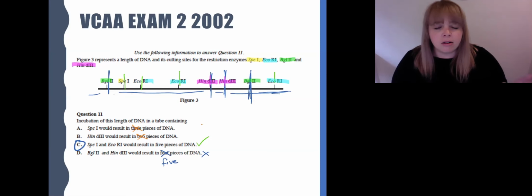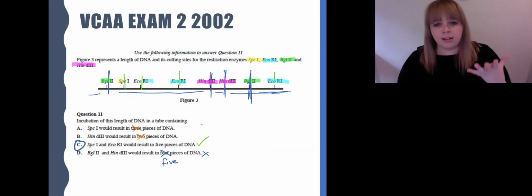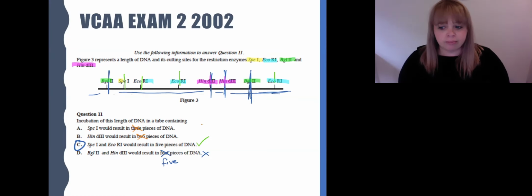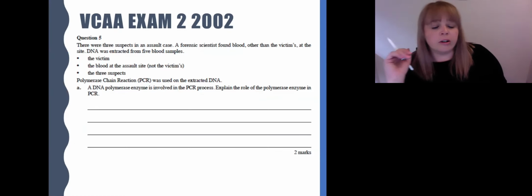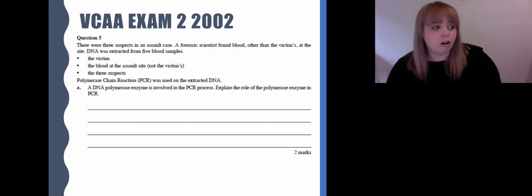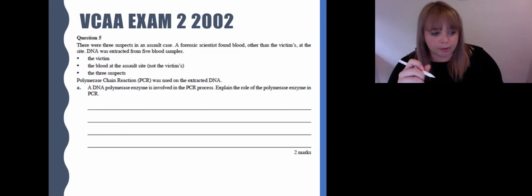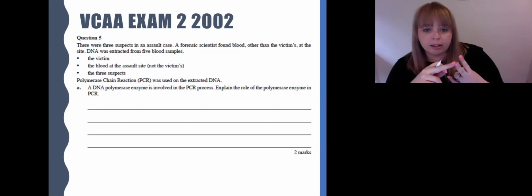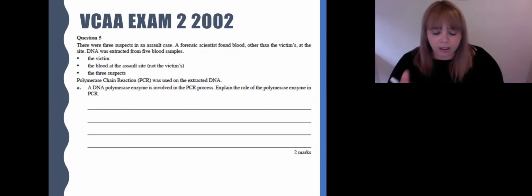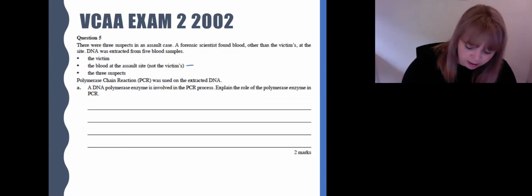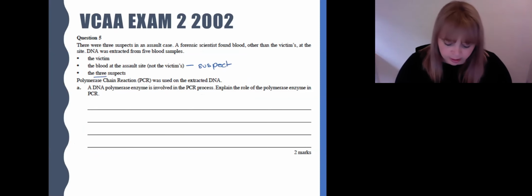So you can see how you need to apply your knowledge of restriction enzymes, how many fragments you get from it, and so on. So the next one is a bit of an application of these. Let's have a look. Question number 5. There were 3 suspects in an assault case. A forensic scientist found blood other than the victim's at the site. The DNA was extracted from 5 blood samples. So we have the victim, the blood at the assault site, so not the victim's. So what does that tell me? That tells me that this is the suspect's blood, and then we have 3 suspects.